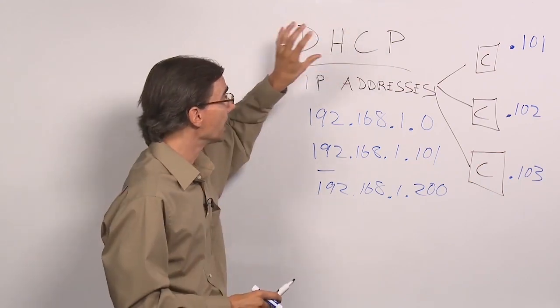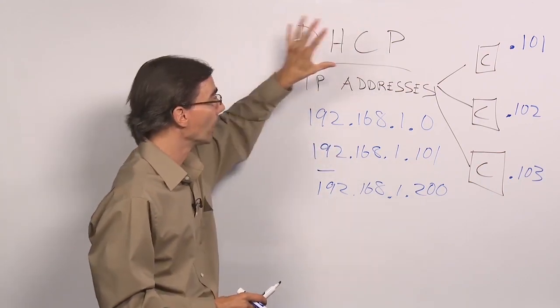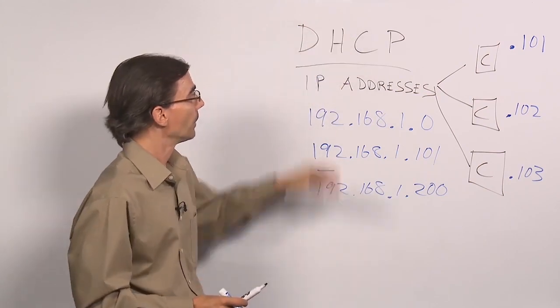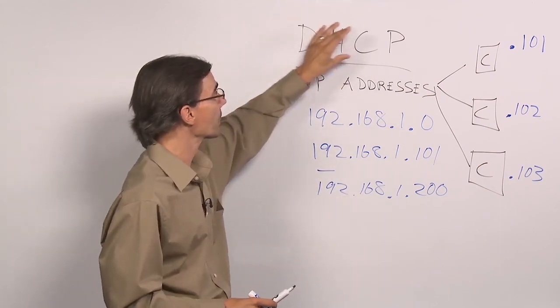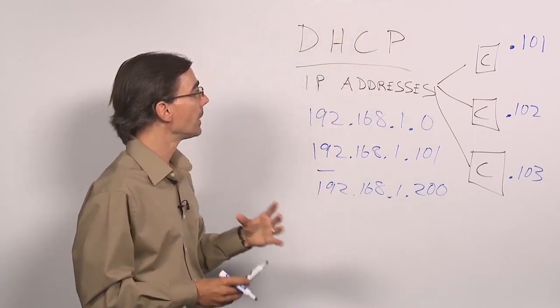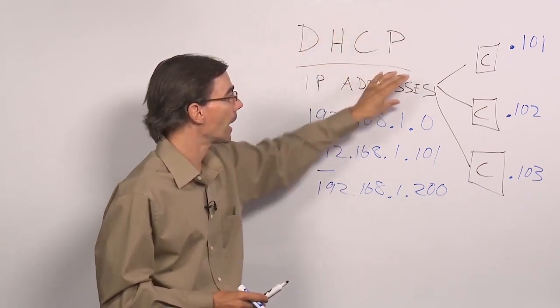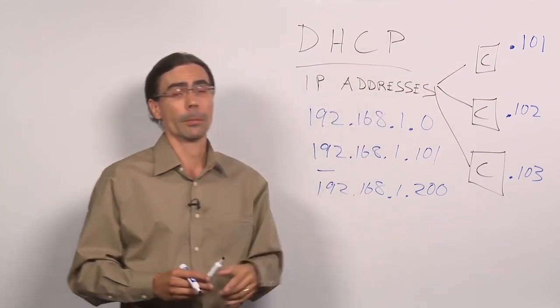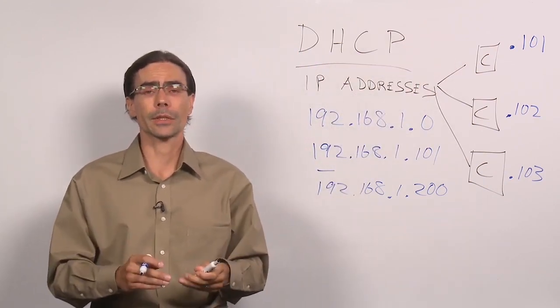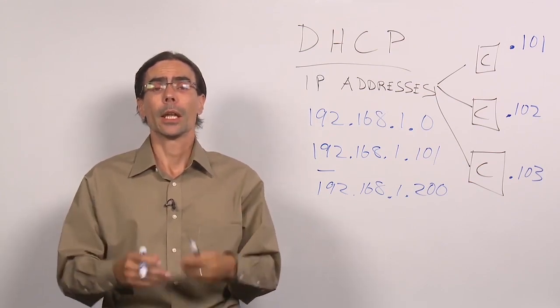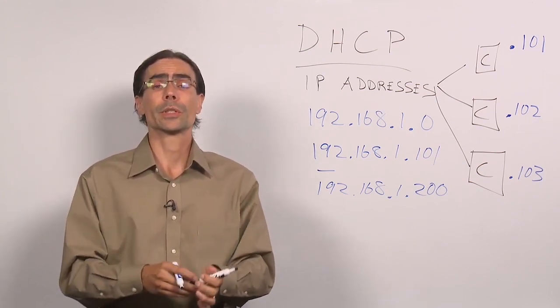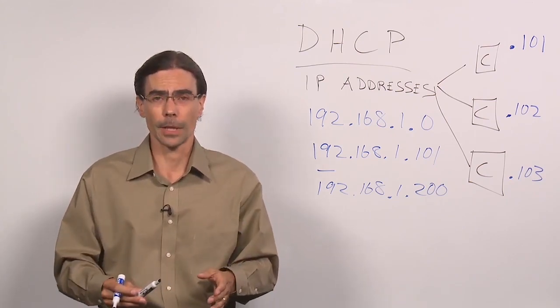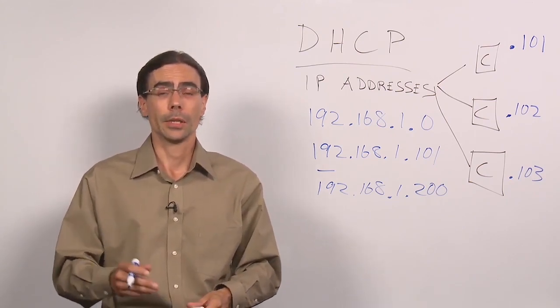So again, this could be a SOHO router. It could be a Windows server in larger networks. But the whole concept here is the Dynamic Host Configuration Protocol is part of the TCP/IP suite that hands out IP addresses to client computers automatically. And we're going to show more of the client side a little bit later, and we're going to show where you go to set the client to obtain IP addresses automatically, and then how to view that information in the command prompt.